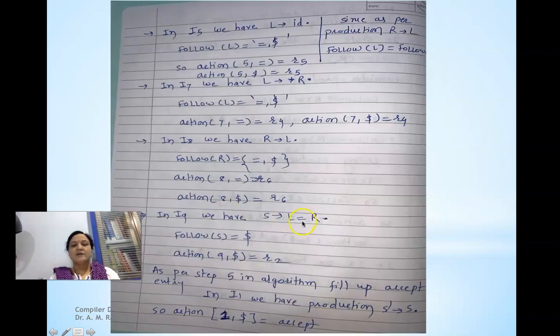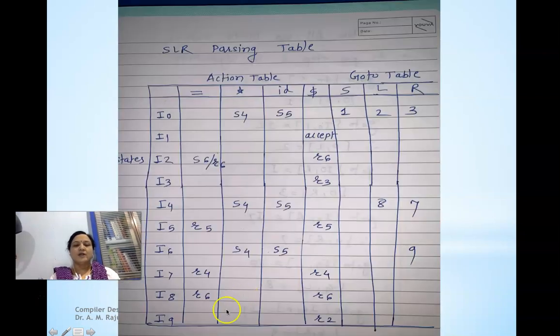Then in I9 we are having a production S tends to L equals to R dot which is a complete item, that will lead to reduction. So compute follow of S, which is dollar because it is the start symbol of the grammar. So action is 9 comma dollar, follow member is equals to R2. So 9 comma dollar is R2.